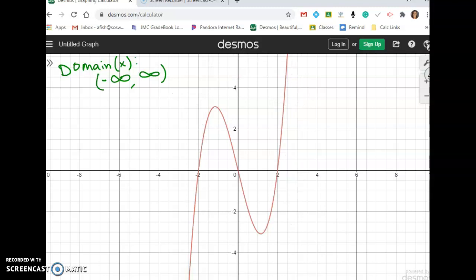The range, these are the y values. So again, I go from the bottom all the way to the top and I mark those. Well, how far down does that go? This graph keeps going down on the y-axis, so it's going from negative infinity. Looking at the highest value, it just keeps going on forever as well. So that's positive infinity.